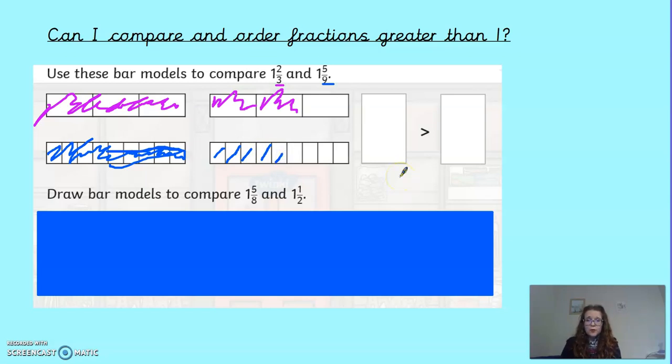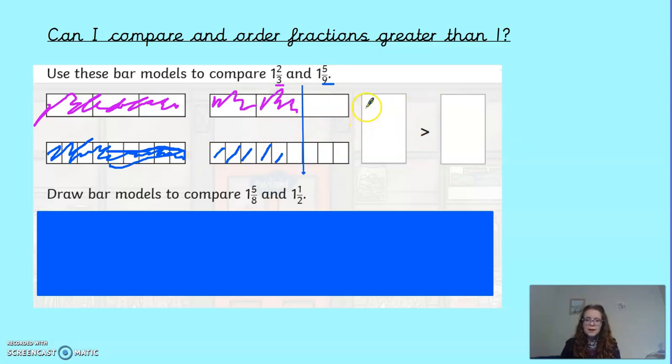Now have a look at my bar models. What do you notice? Now at the start I made sure that my bar wholes were the same size. So now it should be nice and easy to see which one is the greatest one. If I put my line down there, you can see that 1 2/3 is greater than 1 5/9. So my greater than symbol is going to go here.